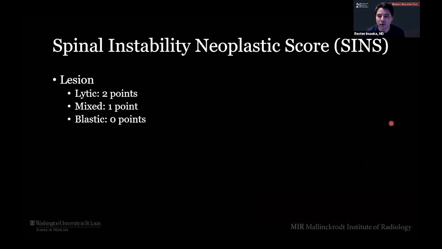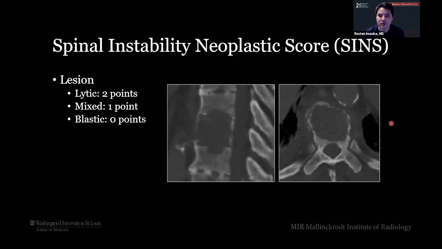The lesion itself, the quality of it, gives you points. So is it lytic? This patient here has metastatic thyroid carcinoma, and you can see he's got essentially just a giant hole in his thoracic spine. It's within this entire vertebral body, but it goes up through the discs into the vertebral body above and below it. So this is a lytic lesion. This would be the worst, so it gives you 2 points. Surprisingly, this guy hasn't collapsed yet.